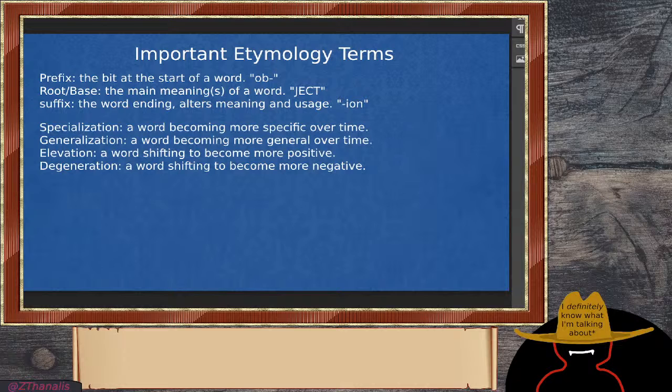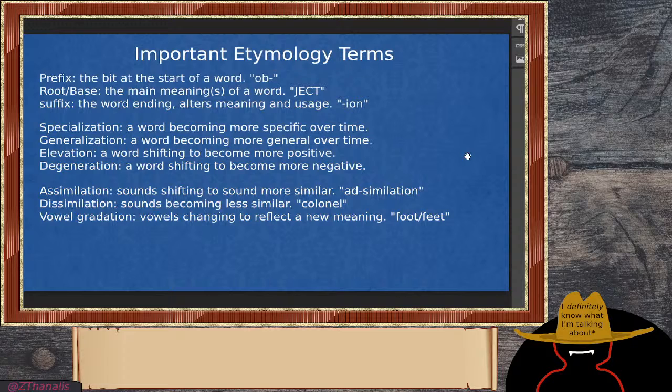Last one is actually sound changes. Which you have assimilation, which is sound shifting to sound more similar. Assimilation was originally ad-similation, ad being like towards or together. Now it is assimilation because that's easier and faster to pronounce. That's often how assimilation works. It is towards easier to pronounce and increasing the speed at which you can do it. So speed and clarity. Dissimilation is becoming less similar.